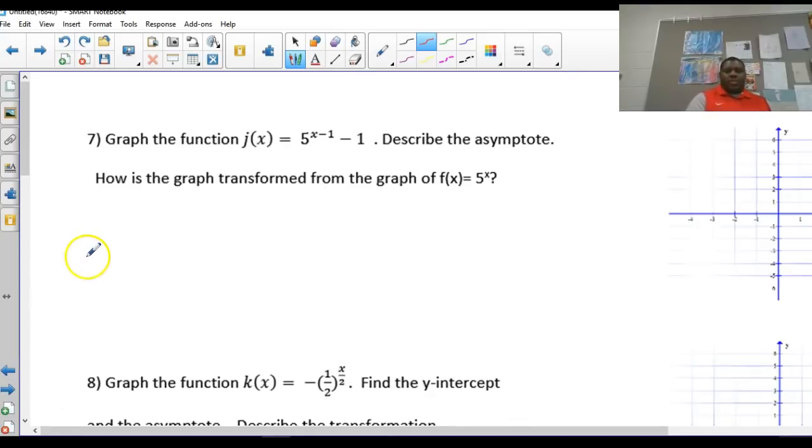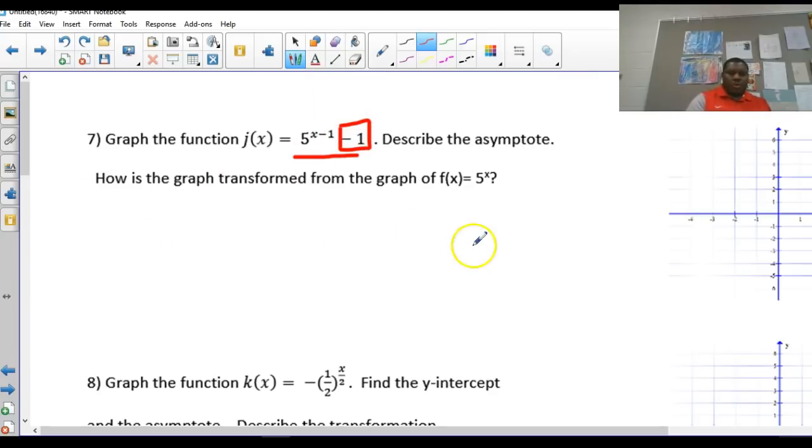All right, this next one right here, it says graph this function. You can do that in your calculator, okay? And then it says describe the asymptote. Well, I talked to my students today, and hopefully you recognize this. This is an exponential function, clearly, because you have an exponent. This right here tells me my horizontal asymptote.